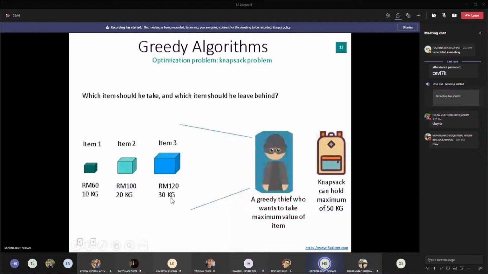So let's say there are 3 items here, and these items have different weights: 10 kg, 20 kg, and 30 kg. This is the greedy thief who wants to take the maximum value of items, but his knapsack can only hold a maximum of 50 kg. So being greedy, which items should this thief steal?